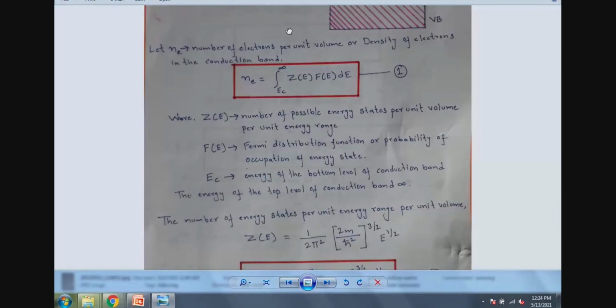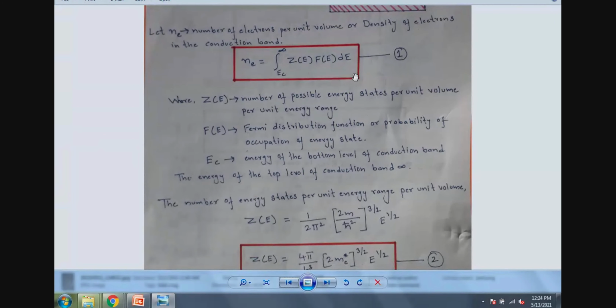Now, making use of these equations, Z of E is nothing but the number of possible energy states per unit volume per unit energy range. Please all of you copy this. Similarly, F of E is nothing but the Fermi-Dirac distribution. That comes under statistical mechanics. We have three types of statistics, and one of them is the Fermi-Dirac distribution.